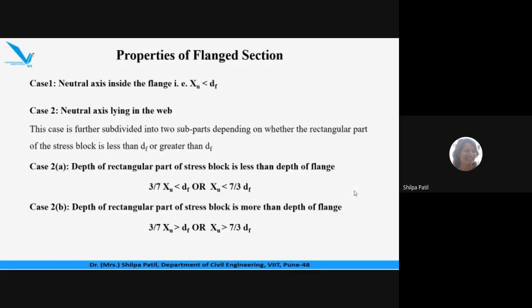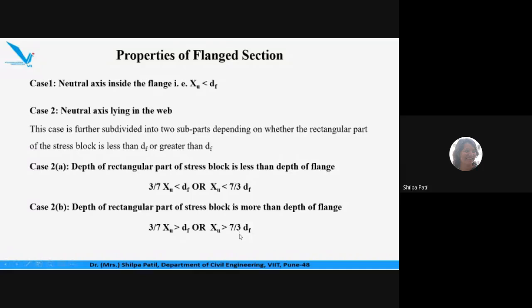The second case is when the neutral axis is not in the flange, when it shifts below the flange, that is, when it lies in the web. Again, this case is subdivided into 2 parts, depending on whether the rectangular part of the stress block is less than DF or greater than DF. So accordingly, there are 2 cases. Case number 2A, in which it is assumed that XU is less than 7/3 DF, and case number 2B, in which XU is greater than 7/3 DF.